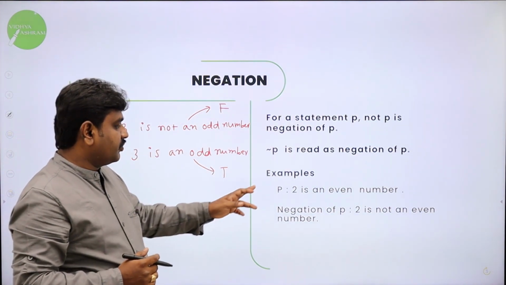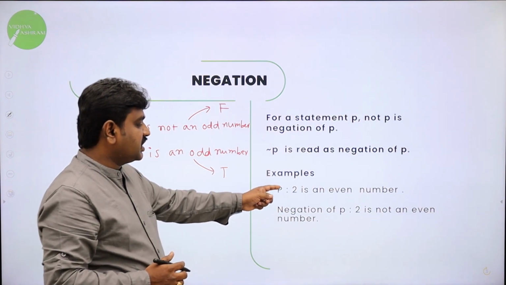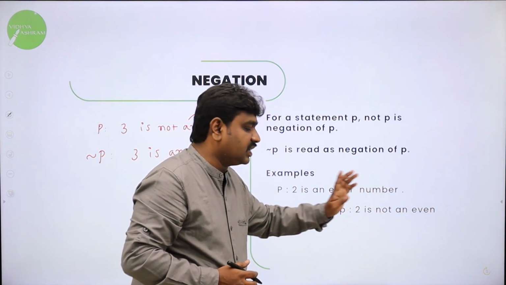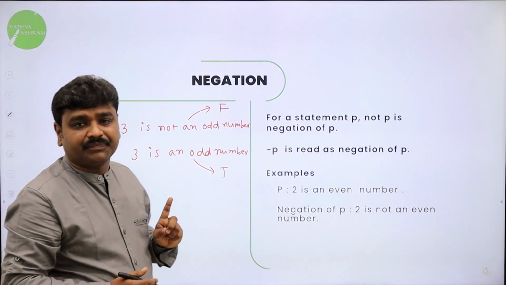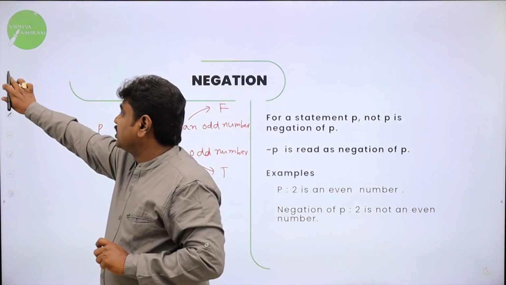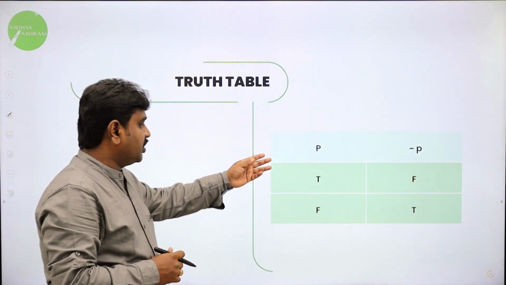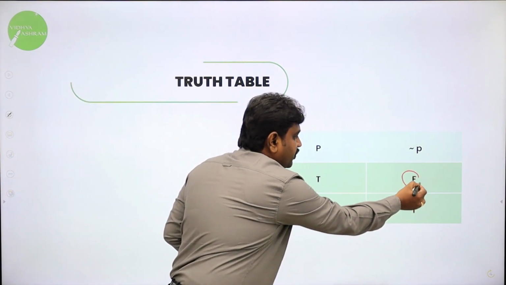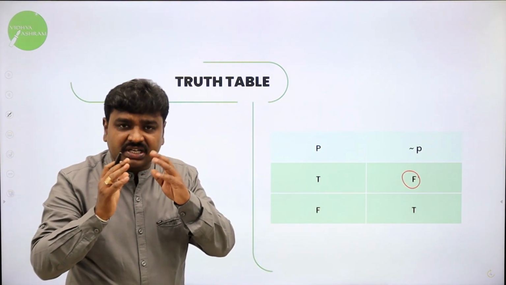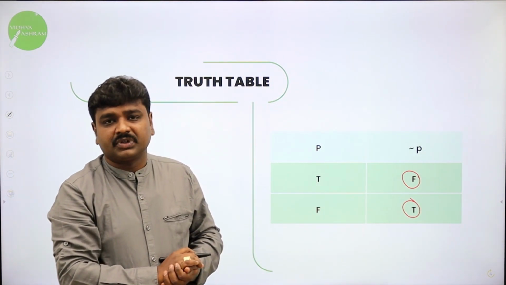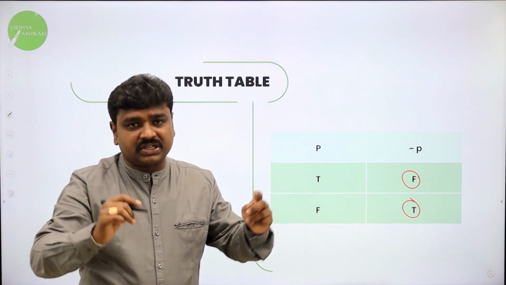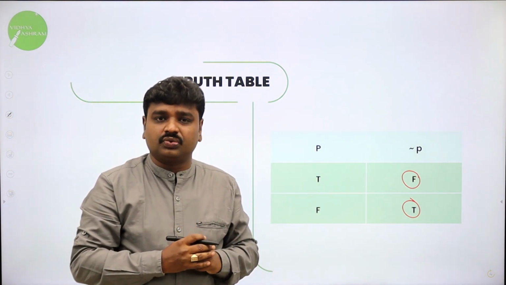Okay, fine. So now we study two examples. 2 is an even number, negation is 2 is not an even number. 3 is not an odd number, negation is 3 is an odd number. Now we'll see the truth table for the same. When P is true, negation P becomes false, and similarly when P is false, negation P becomes true. This is the truth table.